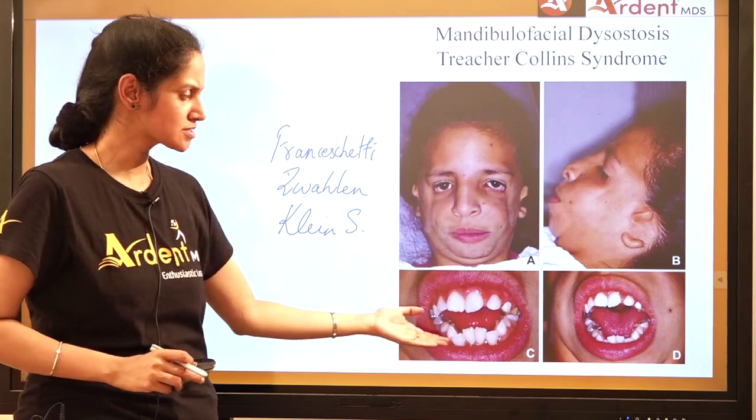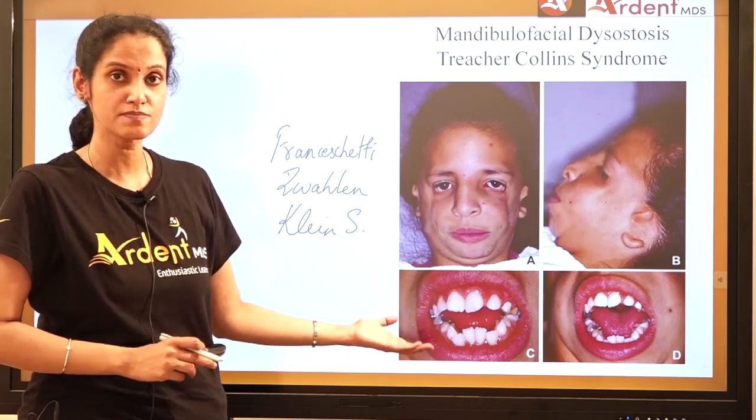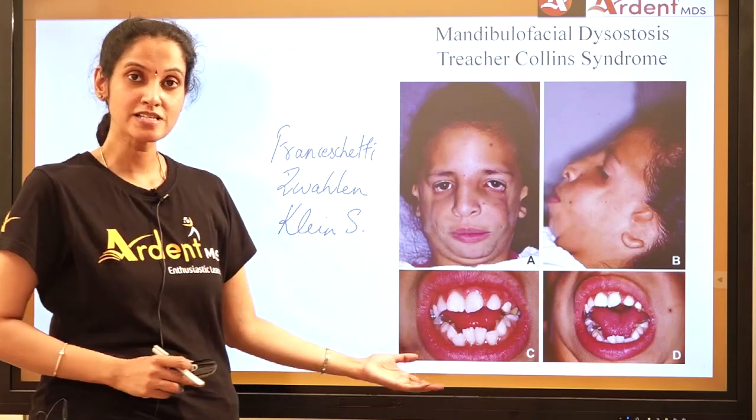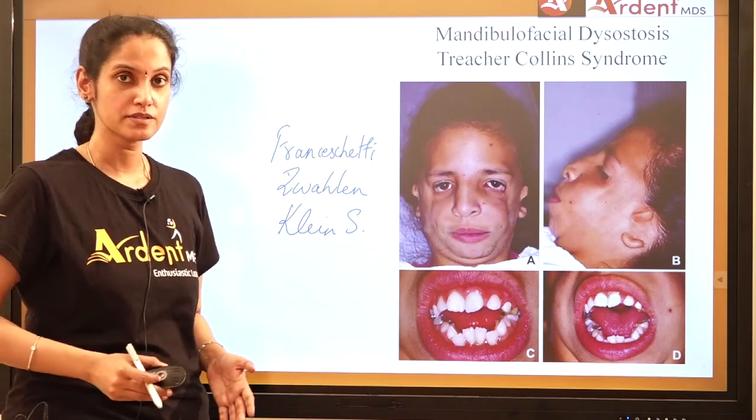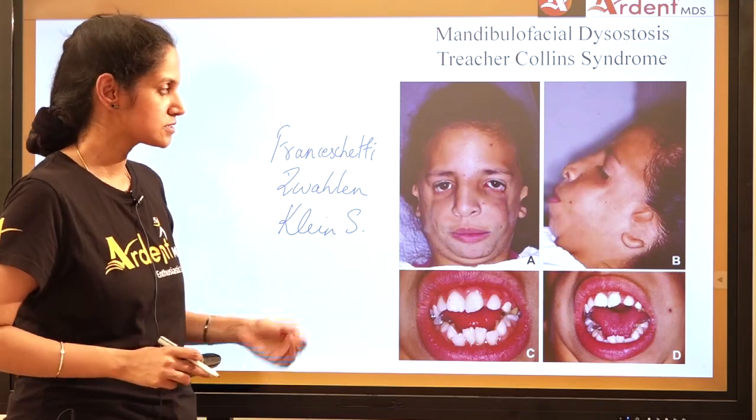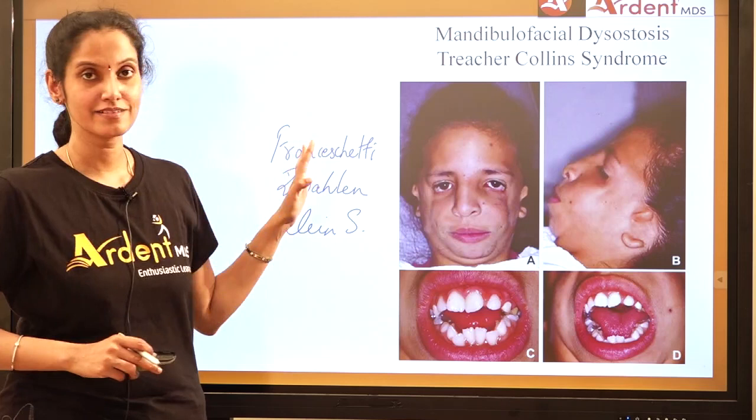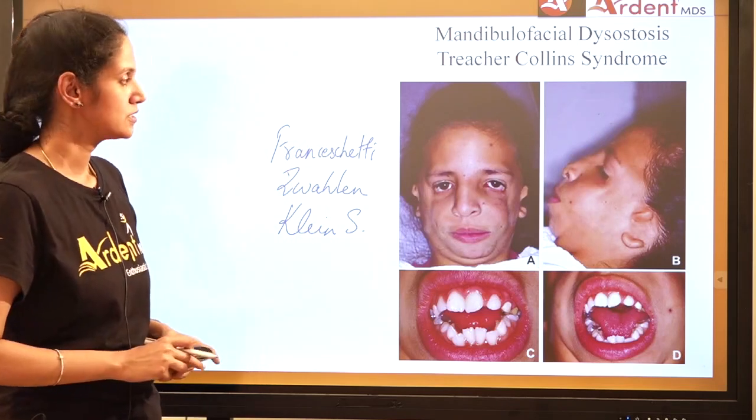Obviously, when so many structures are affected, how can you expect the dentition to be? There will be excessive crowding, V-shaped palate and the alveolar ridges. So, these are characteristic of mandibulofacial dysostosis.